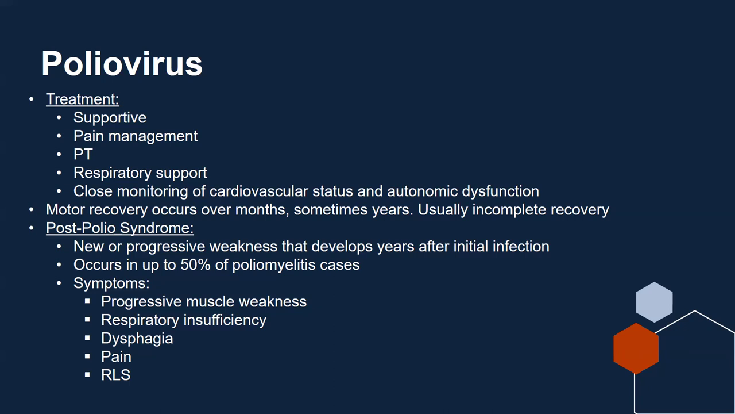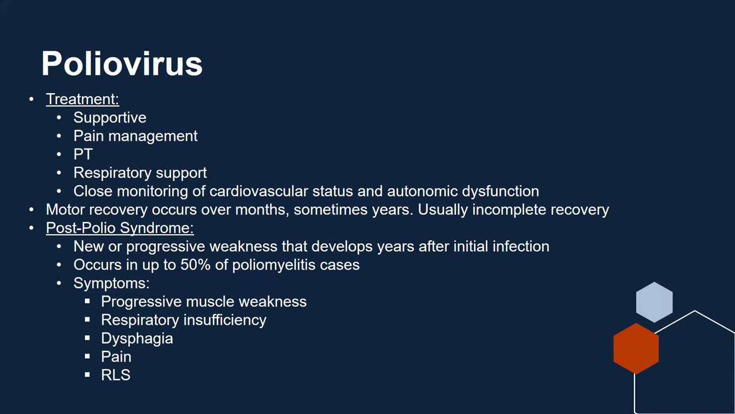And then there is a post-polio syndrome that may occur decades after the initial infection and can occur in up to 50% of poliomyelitis cases. Patients may present with progressive muscle weakness, respiratory insufficiency, dysphagia, pain, fatigue, and restless leg syndrome. Again, the treatment is primarily supportive, but there have been some case studies that suggest the use of IVIG for these patients.